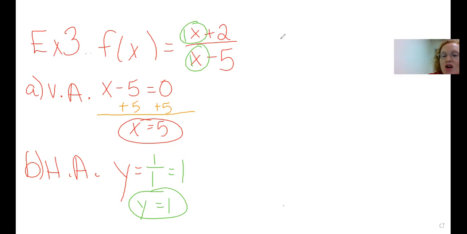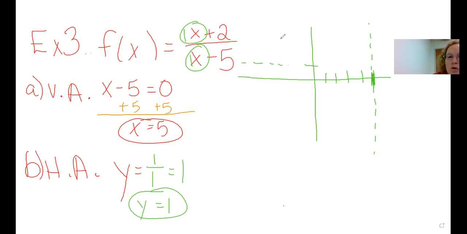Now let's look at this on a graph for just a second. So x equals 5. So we're going to go out the x-axis, 1, 2, 3, 4, 5. We're going to put ourselves a vertical asymptote right there. That should be right on that 5, y'all. Sorry, got a little bit off there. And then y equals 1. We're going to put ourselves a horizontal asymptote right there.